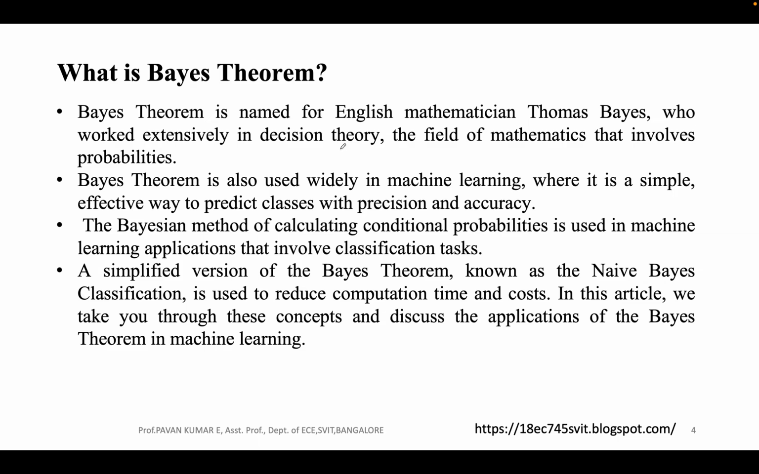The Bayes method of calculating conditional probability is used in machine learning applications that involve classification tasks. In a very simple way, the Bayesian theorem, known as Naive-Bayes classification, is used to reduce the computational time and cost. So what is important here? We have to note down, it reduces the computation time and cost.